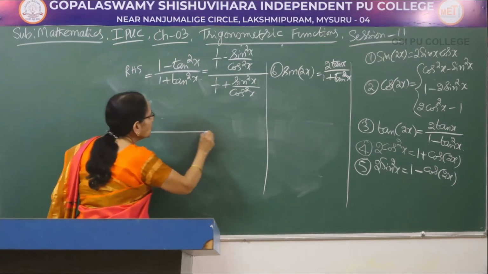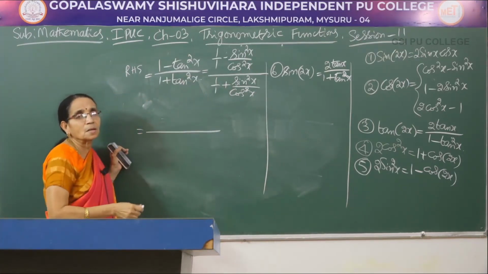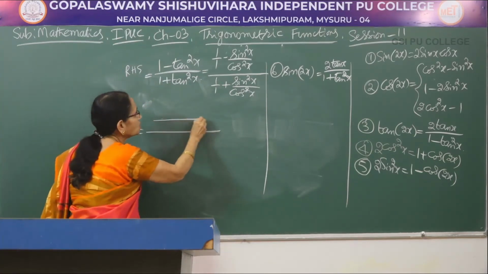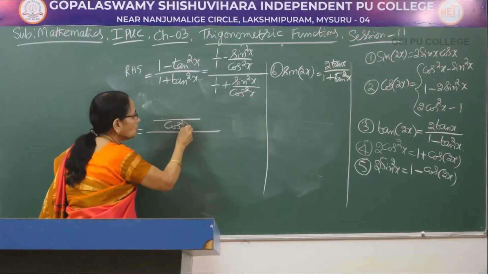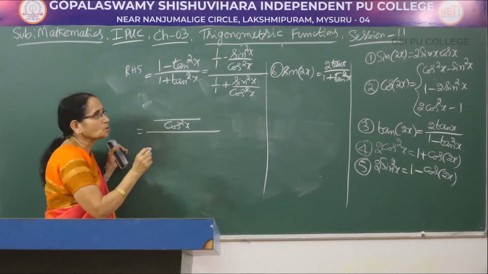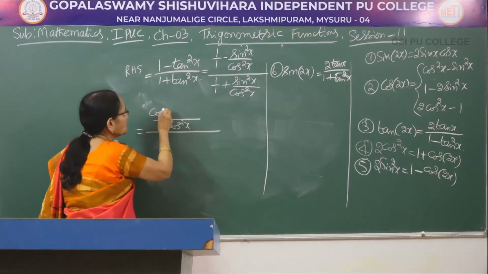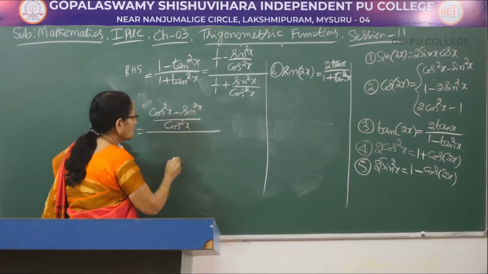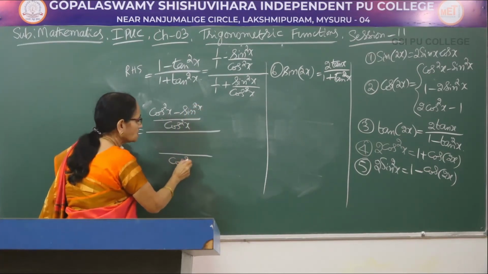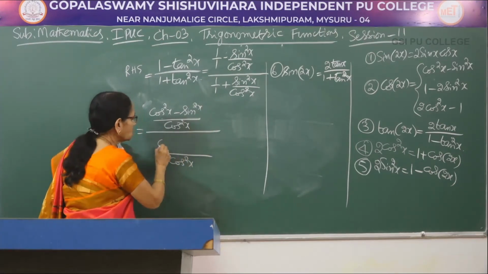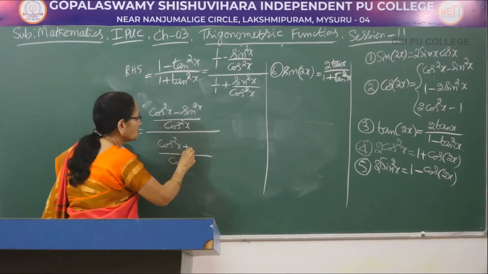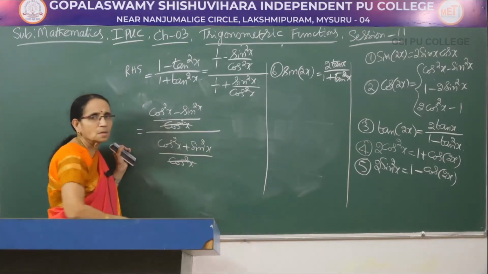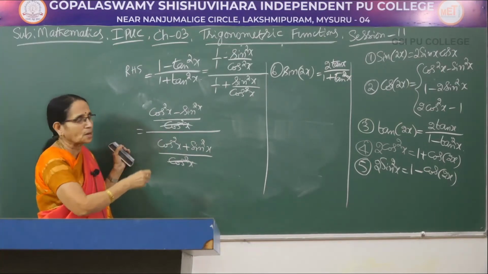Now you observe both the numerator and denominator involve subtraction or addition of fractions, so automatically you have to take the LCM. For the numerator, the LCM is cos square x. So it is 1 into cos square x minus sin square x. Denominator also, cos square x is the LCM. It is 1 into cos square x plus sin square x. First step: both have cos square x, which goes to the numerator, so they get cancelled.